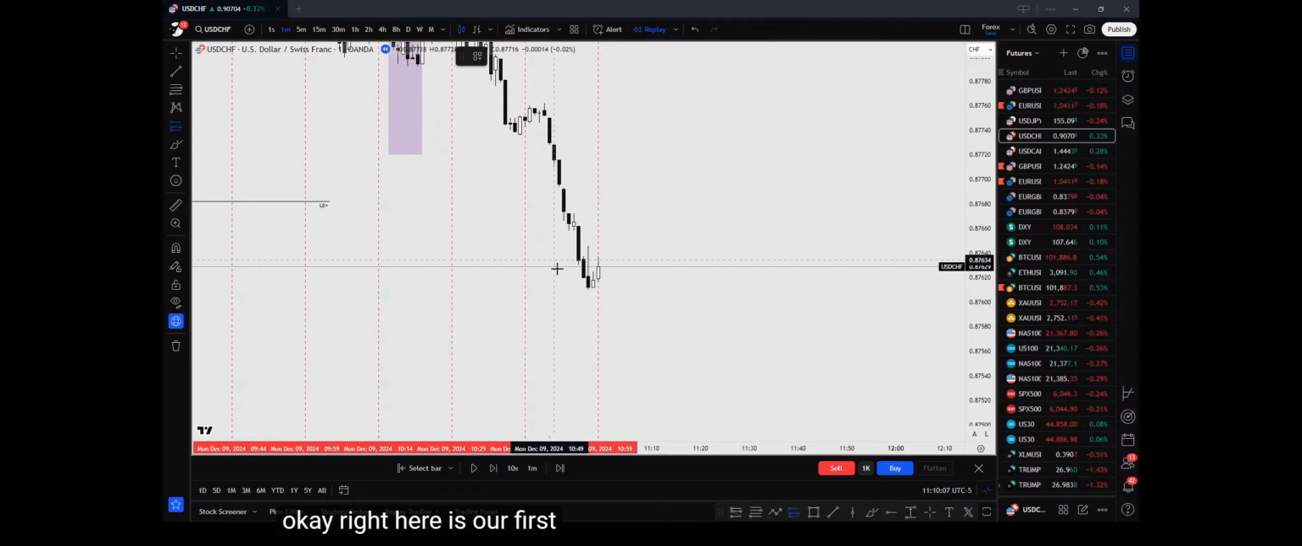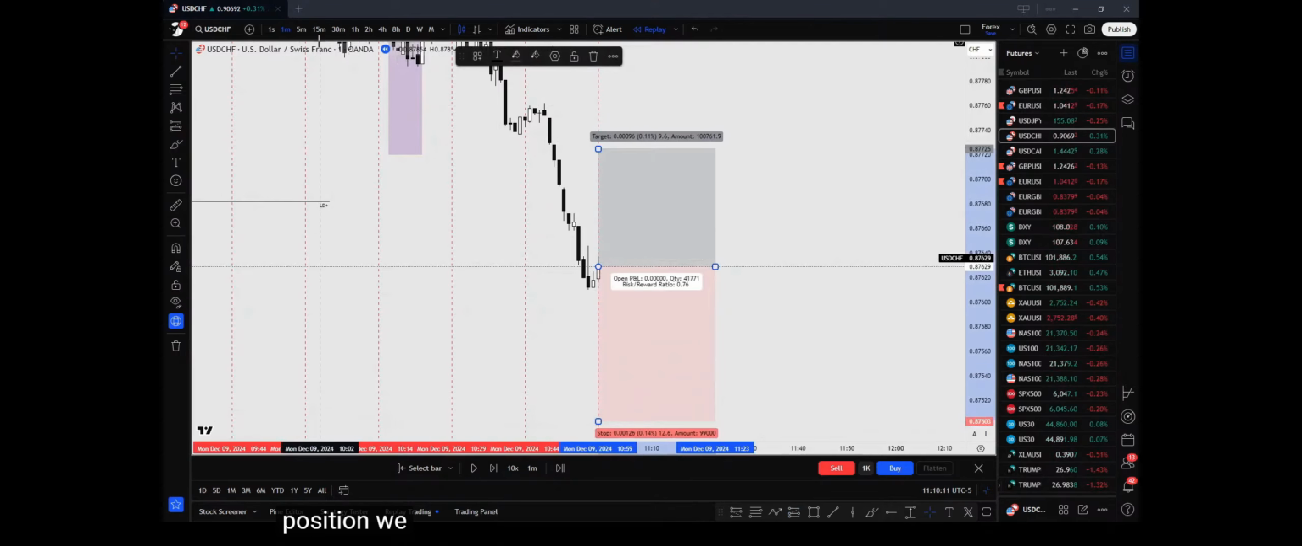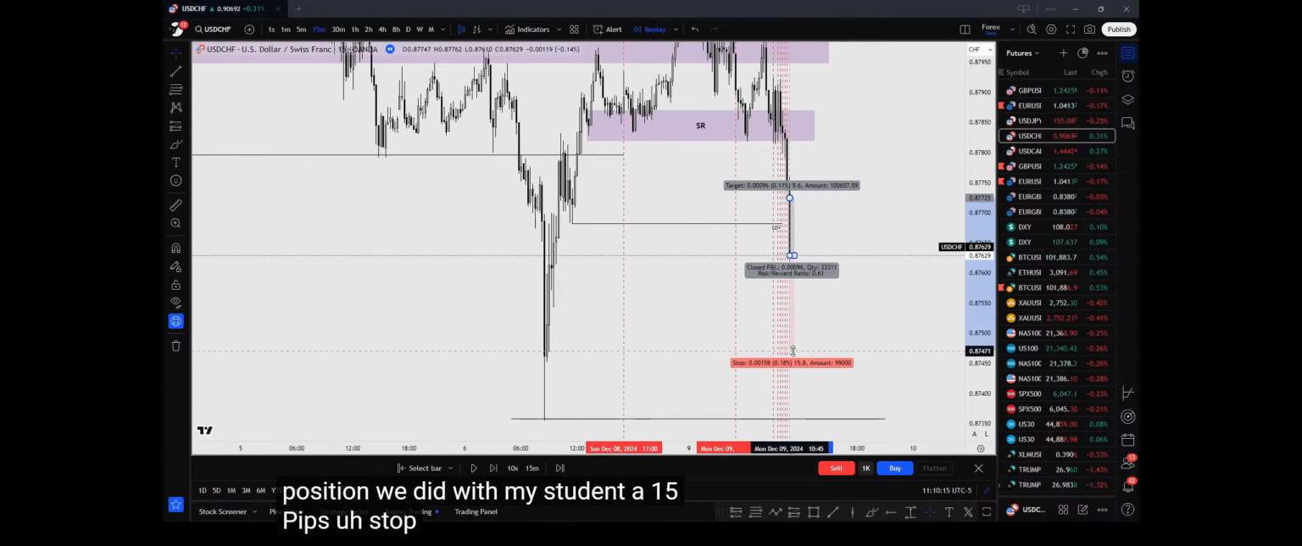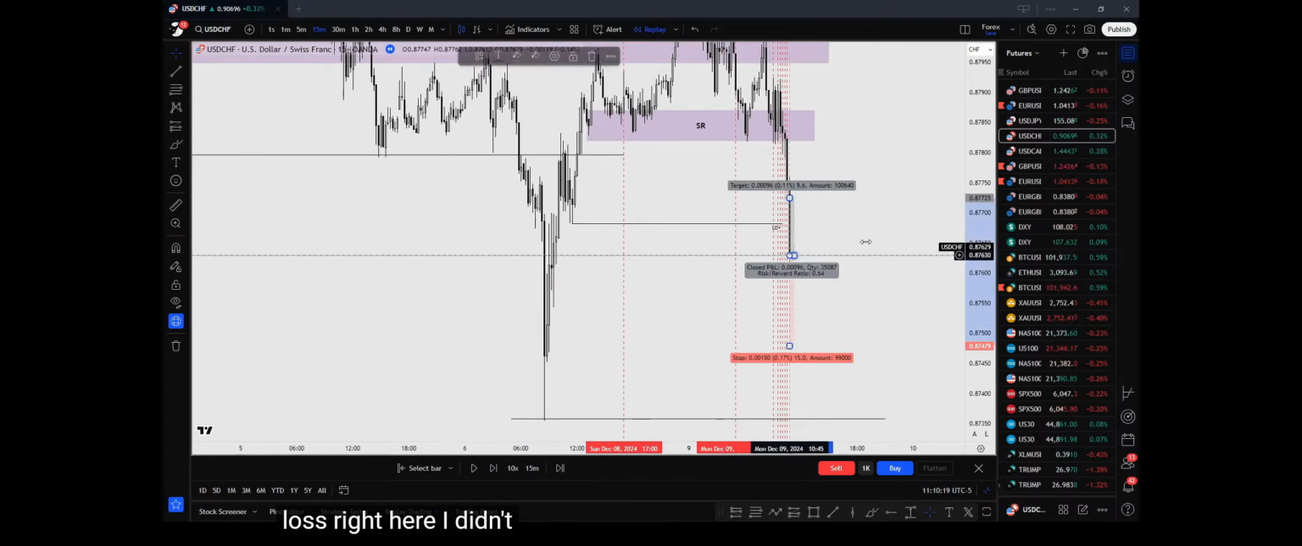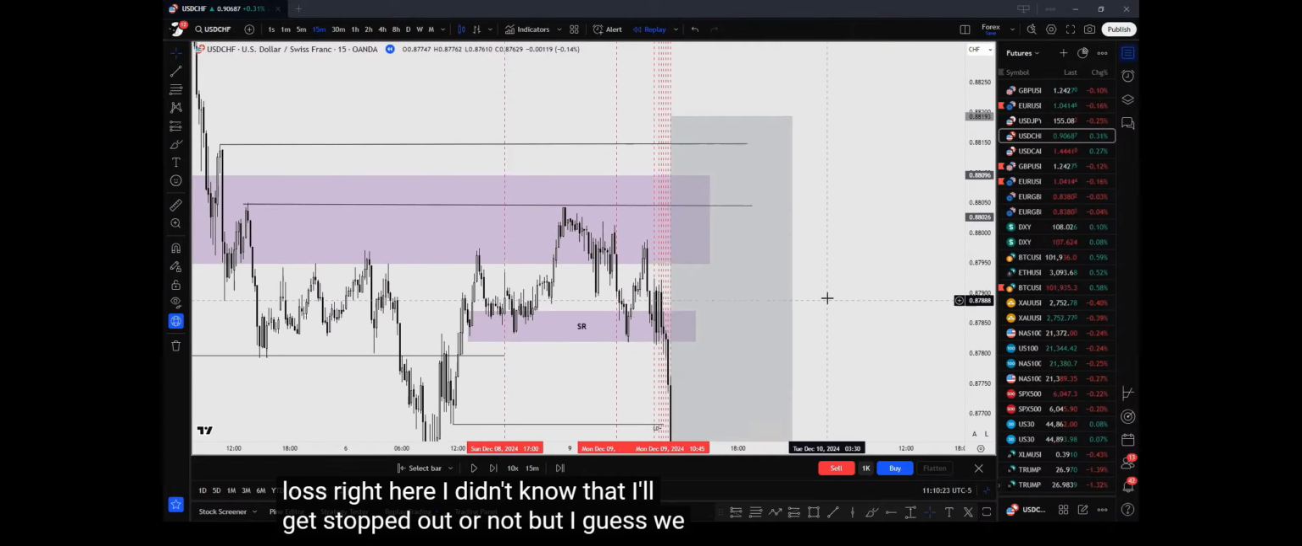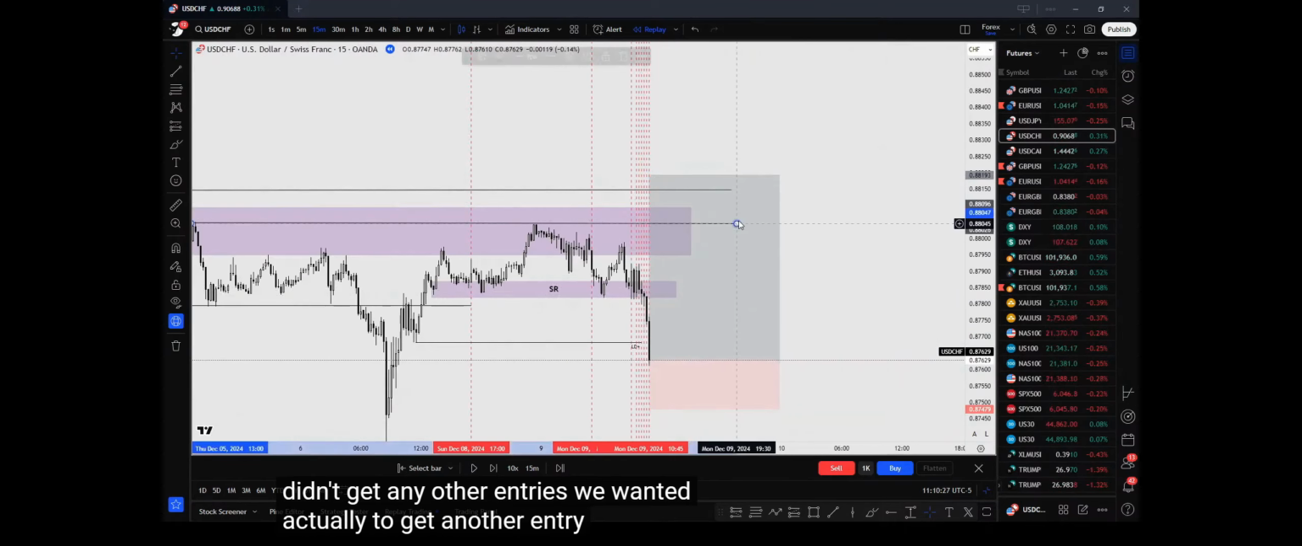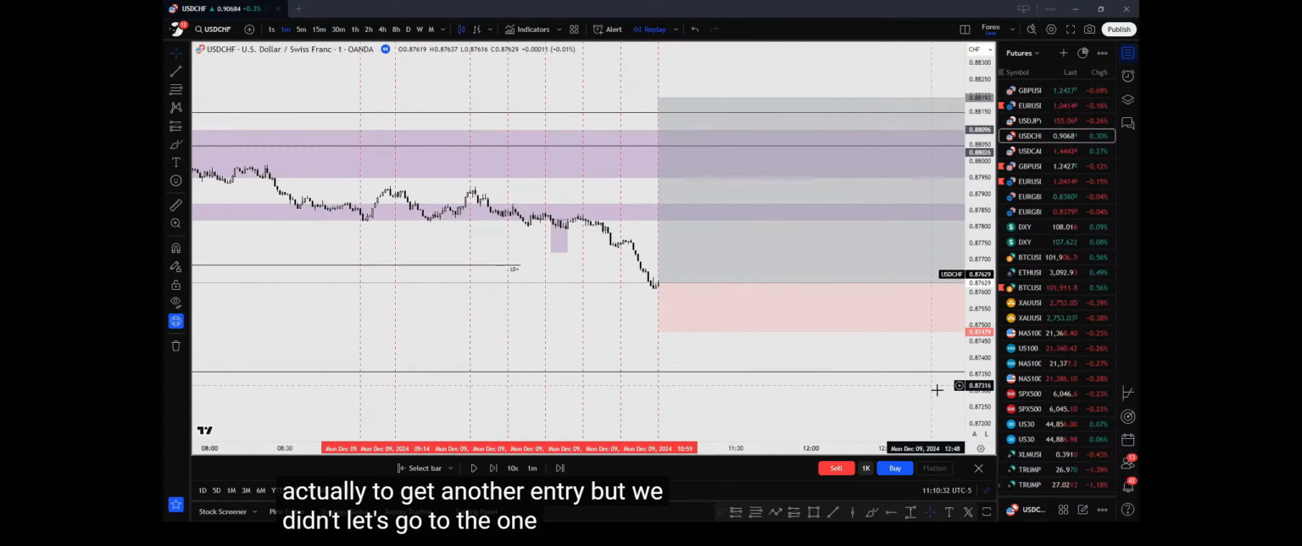Right here is our first position. We did it with my student with a 15 pips stop loss. I didn't know if I'd get stopped out or not, but I guess we didn't get any other entries. We actually wanted to get another entry, but we didn't. Let's go to the 1 minute.